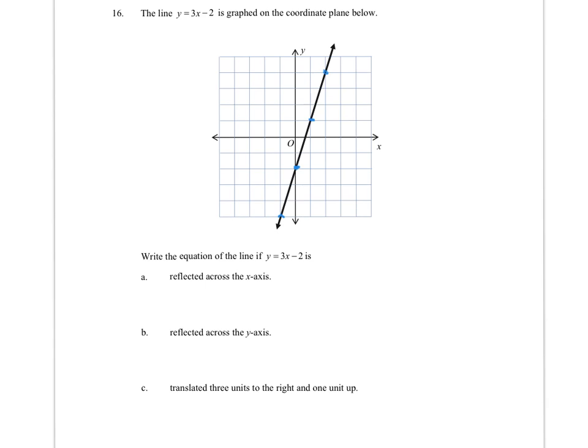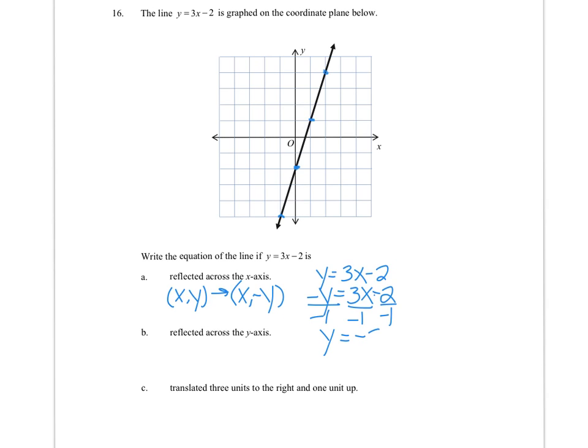When we reflect across the x-axis, we know our points are going from (x, y) to (x, -y). Therefore, if we have y = 3x - 2 as our original equation, all we're doing is making our y negative. Our x is staying the same, but when we write our equations, we need y to be solved for, so we're going to divide everything by -1, or multiply everything by -1. And we're going to get y = -3x + 2.